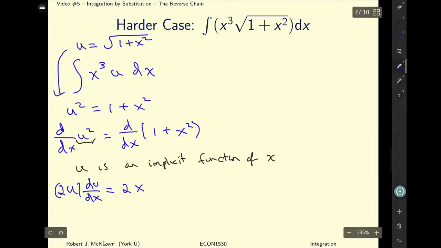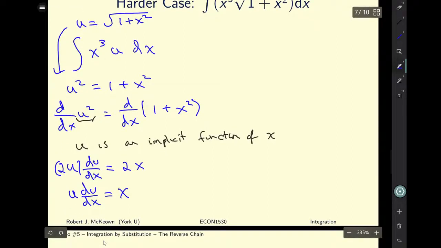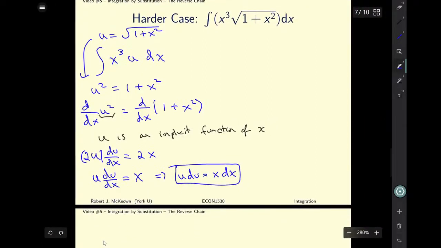And I can simplify this. I can write it as u du dx is equal to x. And u du is equal to x dx. And that looks like something I might be able to use.